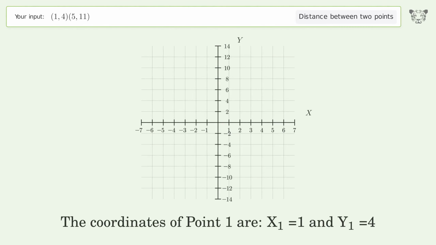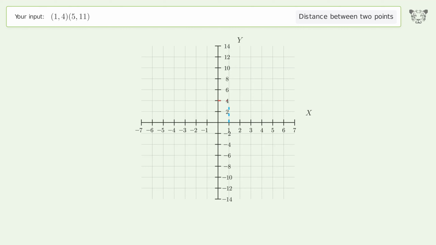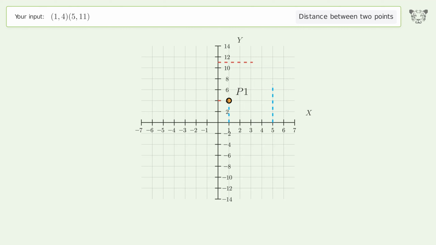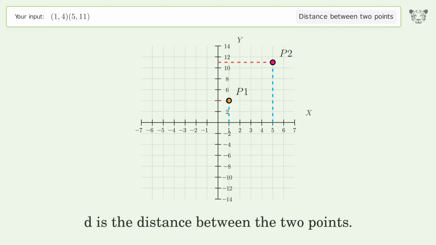The coordinates of point 1 are x1 equals 1 and y1 equals 4. The coordinates of point 2 are x2 equals 5 and y2 equals 11. D is the distance between the 2 points.